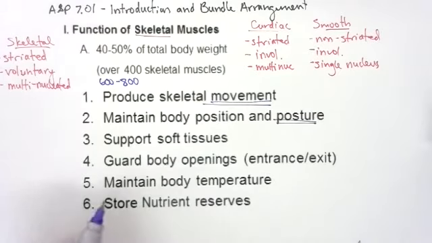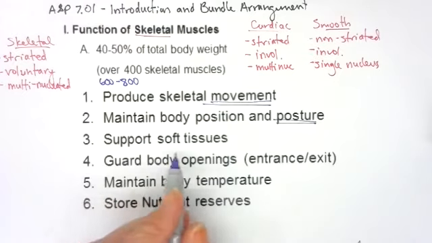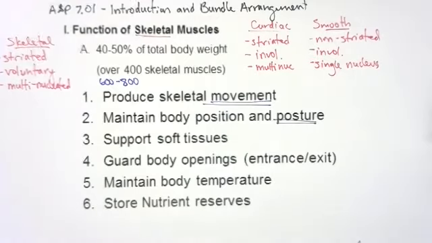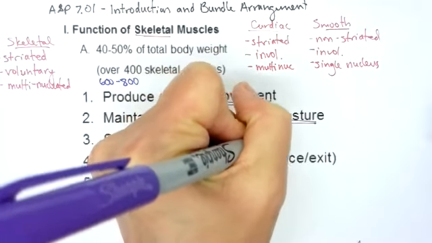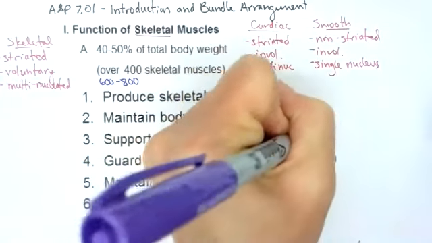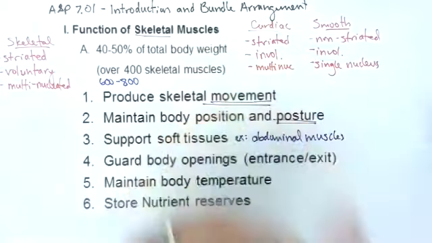Support soft tissues. So in your abdominal area, you have a lot of important organs. You've got your intestines, you've got your stomach. The bottom part of the liver is in the abdominal cavity, and the only thing in between you and the outside environment are your abdominal muscles. So an example here would be your abdominal muscles that support and protect. So you could say both.